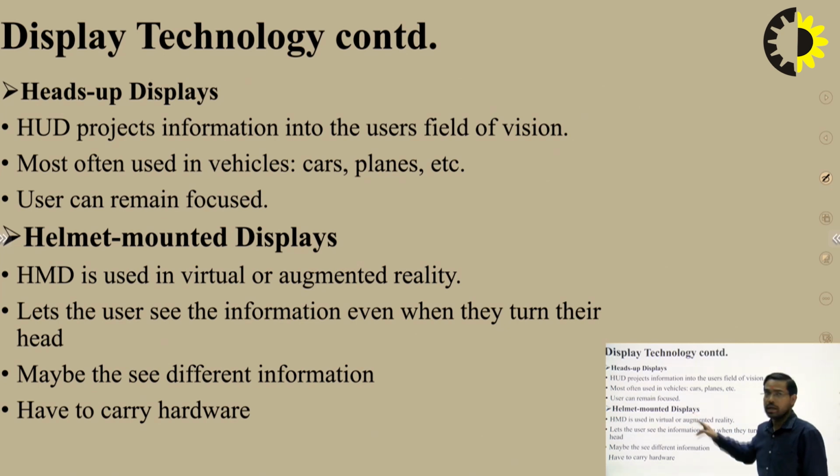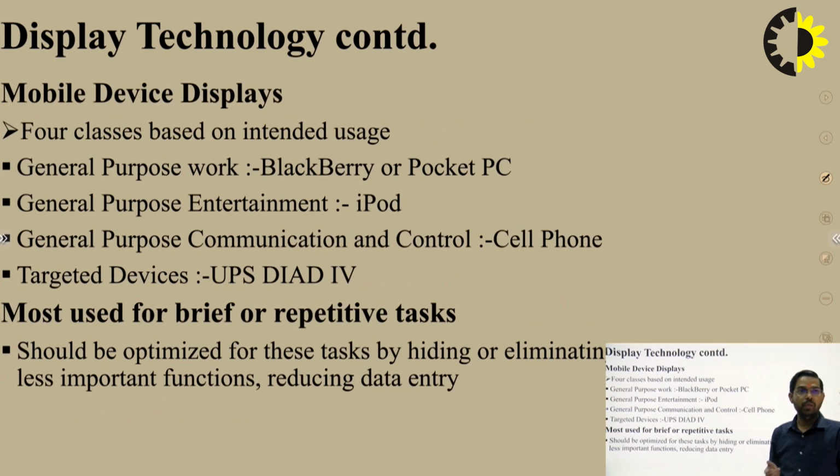HMD is basically a helmet mount that is used for virtual reality and augmented reality. It lets the user see the information even when they turn their head. They may see different information but have to carry the hardware. Mobile display, we are already using. It is used for general purpose work, internet, communication, and different uses. Mostly used for brief or repetitive tasks. So we optimize these tasks by hiding or limiting less important functions and reducing the data.